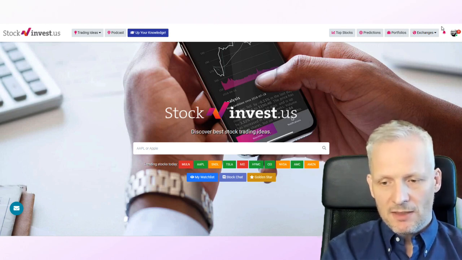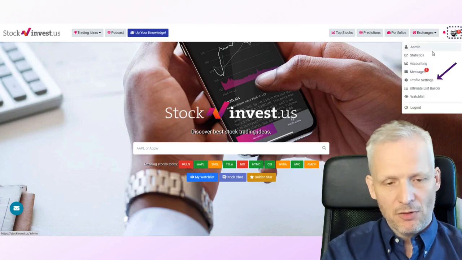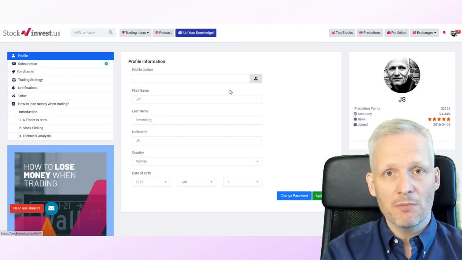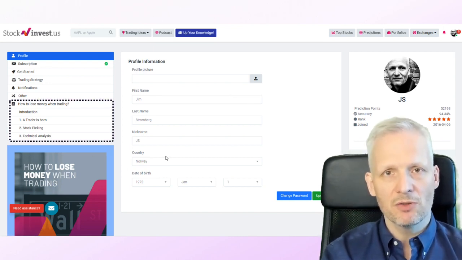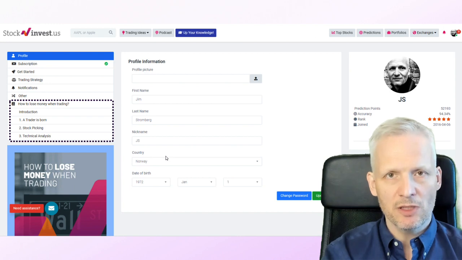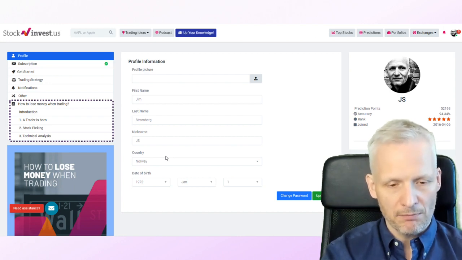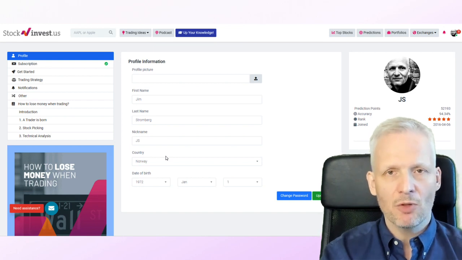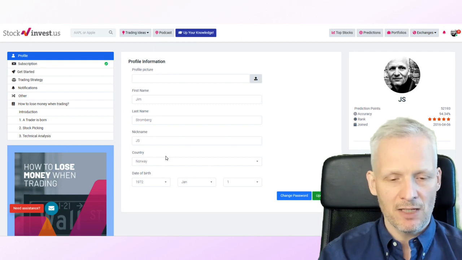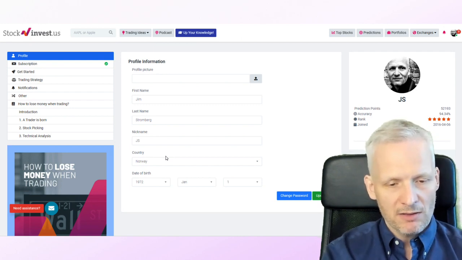One of these is your own profile page, and if you click on the profile page you will be able to read, for instance, the chapters of my book How to Lose Money When Trading, where I try to teach you the things that usually cause you to lose money. Of course we want to avoid that. At StockInvest we always say reduce your losses, increase your gains. That's the way to gain money while trading.